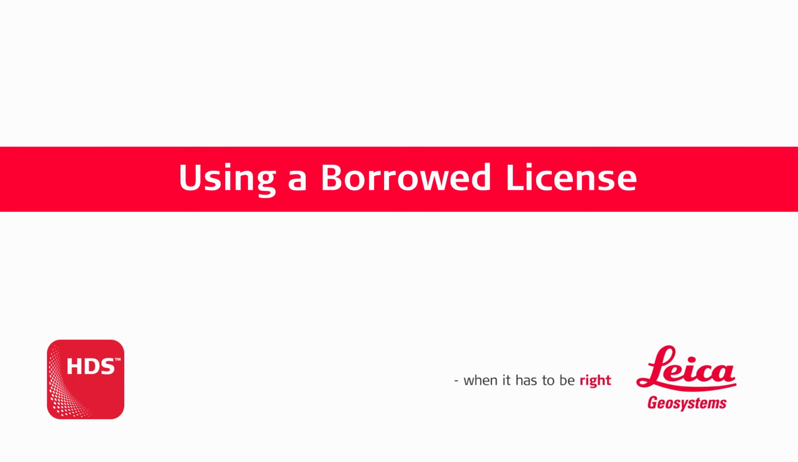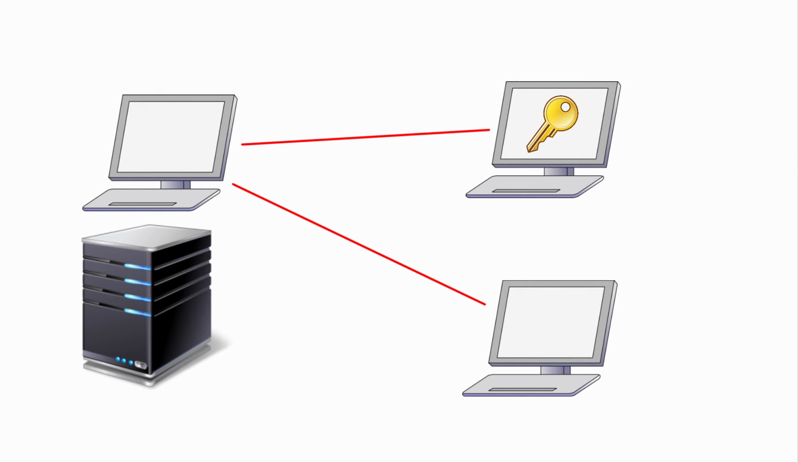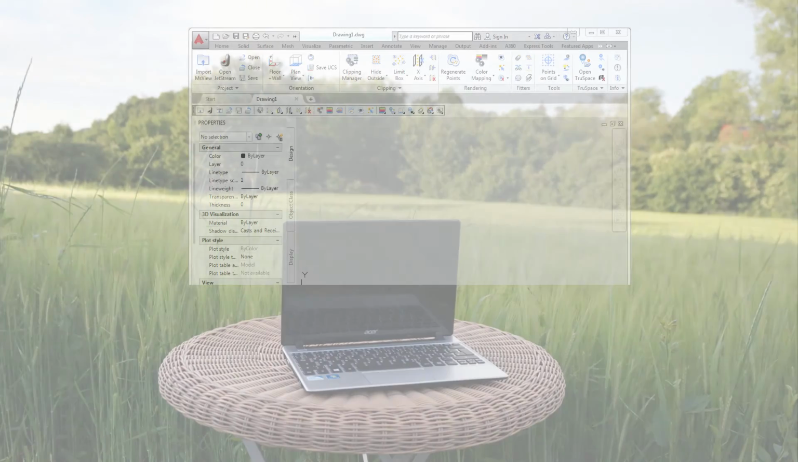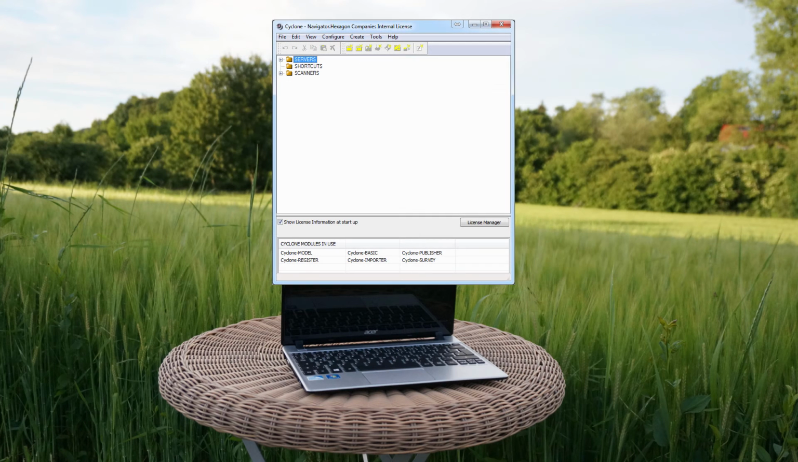Using a borrowed license. Now we switch back to the borrowing client. The client PC can at this point be disconnected from the network, as the borrowed features are now stored in the local CLM for node-locked licenses. For CloudWorks, the borrowed license is automatically used upon startup of the application. For Cyclone, one extra step is required to specify the licenses to be used.